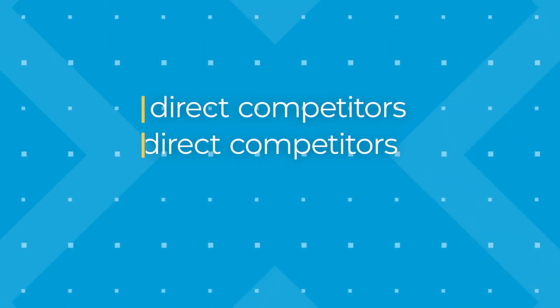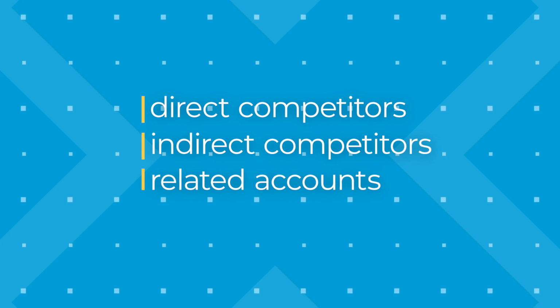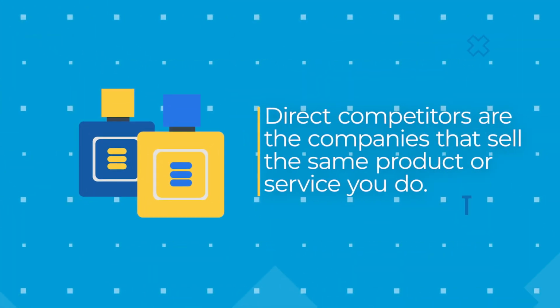All right, I'm going to move on to the second part of this phase, researching competitors. But remember, after this video, go back and watch that target marketing video I mentioned. I'm telling you, it will help with customer research. For competitors, you want to make a list of the following: direct competitors, indirect competitors, and related accounts. Direct competitors are the companies that sell the same product or service that you do.